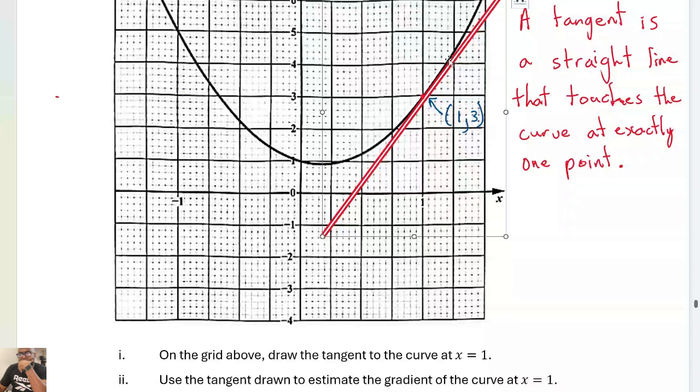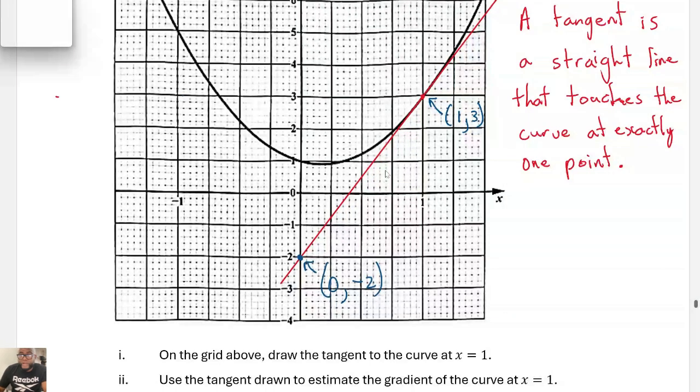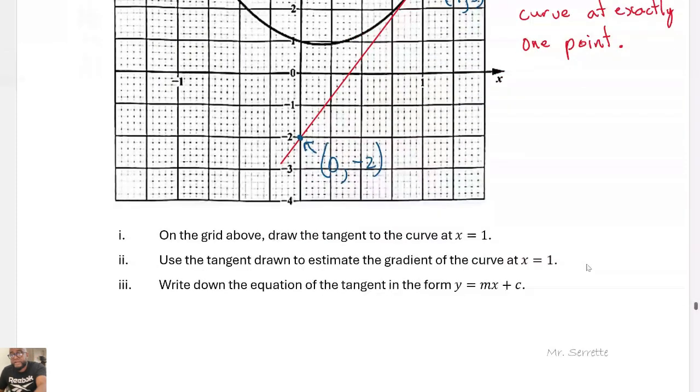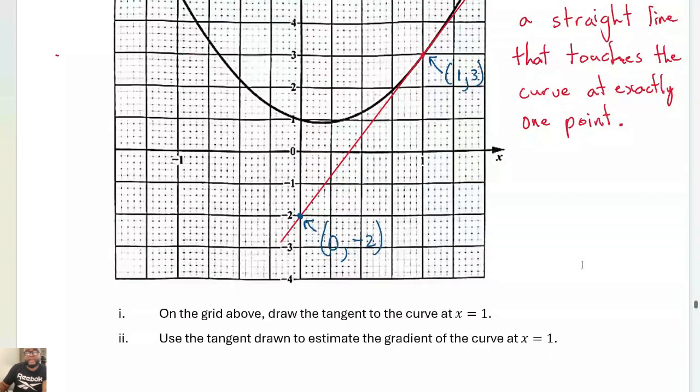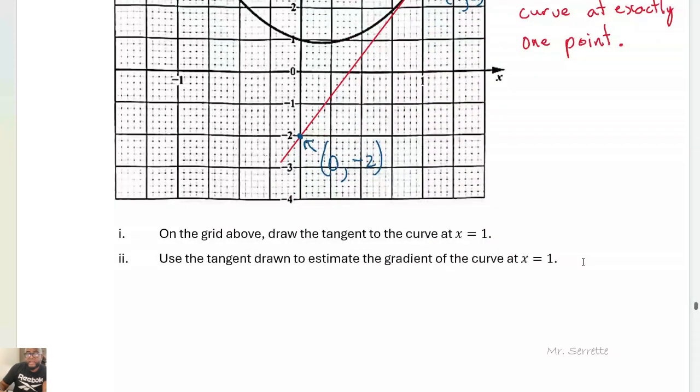Oh, no, if it's in the line. Yeah. So to find the gradient of the curve at this point, you will need to have another coordinate on this point, right? So when this tangent is extended to see where it cuts the y-axis, it cuts the y-axis at (0, -2), right? So I have 2 coordinates on my line, so I can proceed to find the gradient of the line.